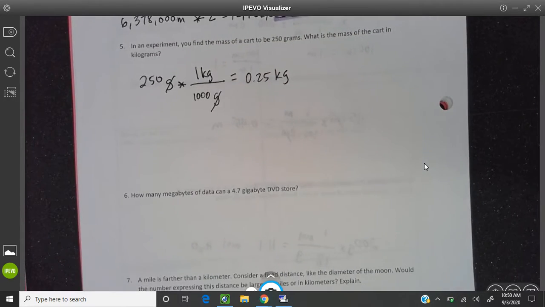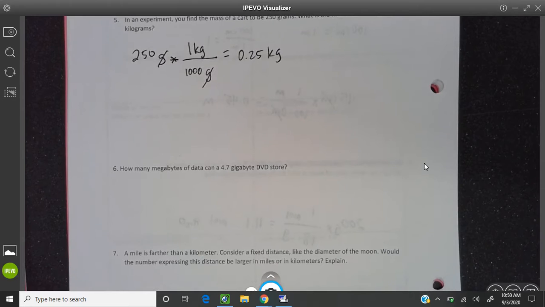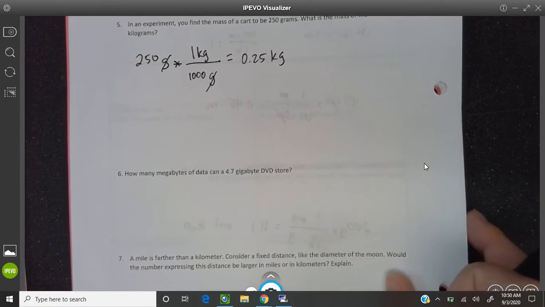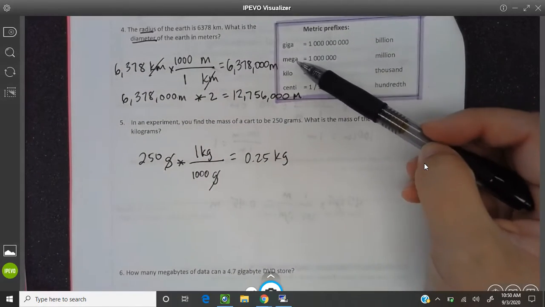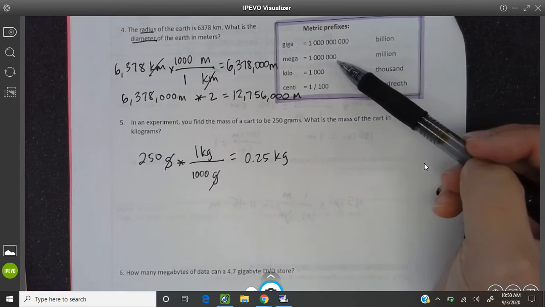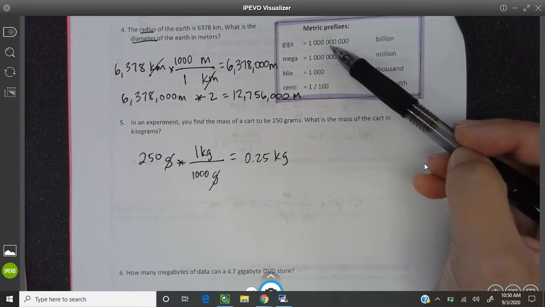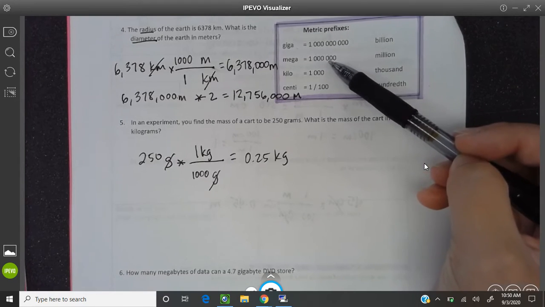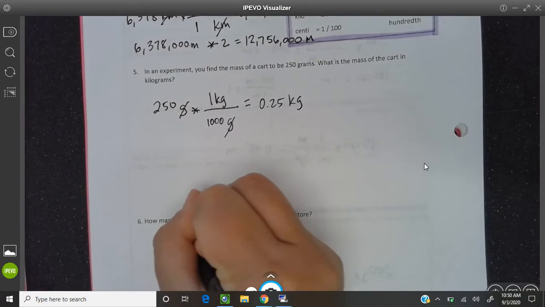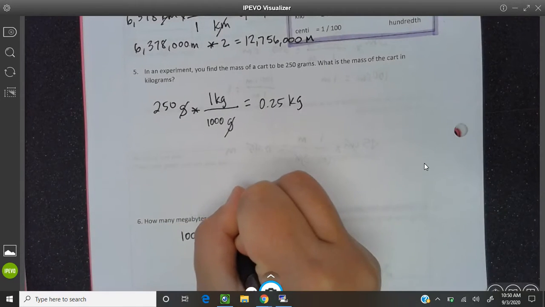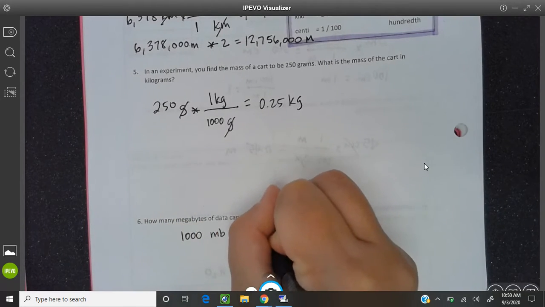All right, next one. How many megabytes can fit into a 4.7 gigabyte DVD storage? So here's our comparison between gigabytes and megabytes. And when you look at these, a gigabyte is 1,000 times larger than a megabyte. So we're going to need 1,000 megabytes for every gigabyte. So I'm just going to write this down here. 1,000 megabytes equals 1 gigabyte.